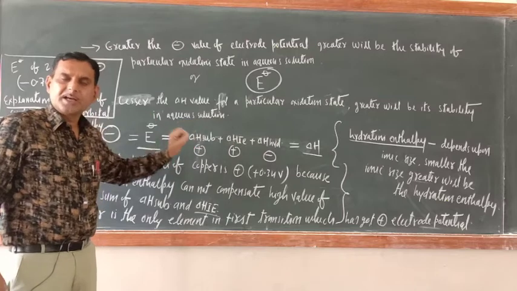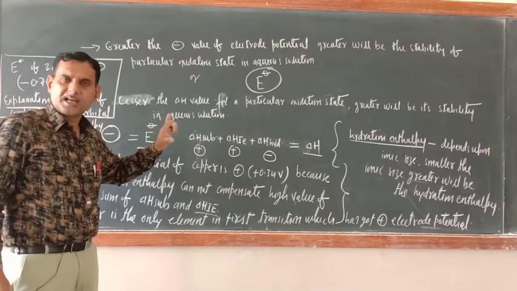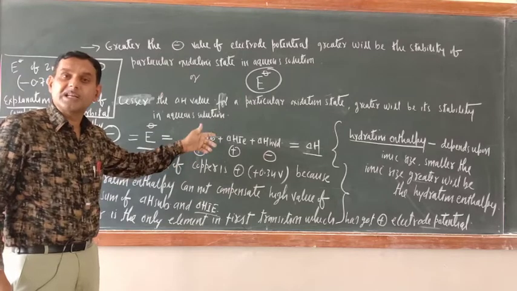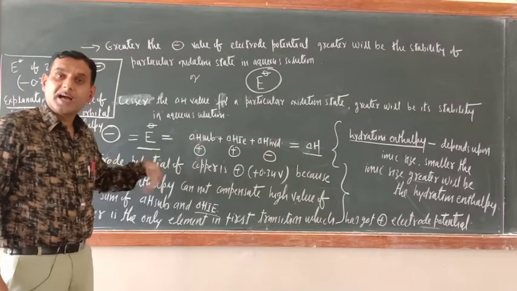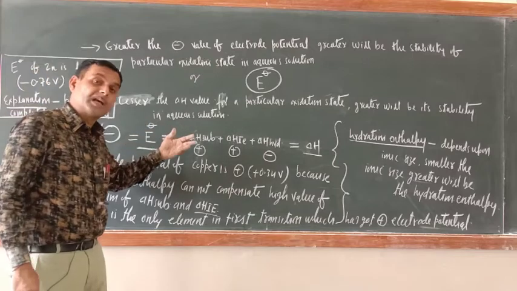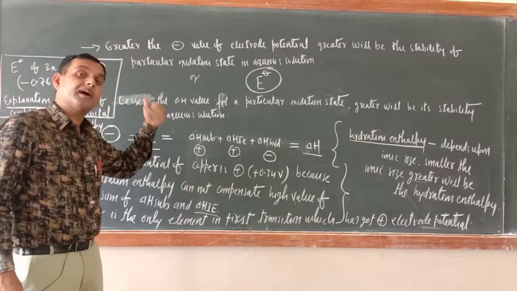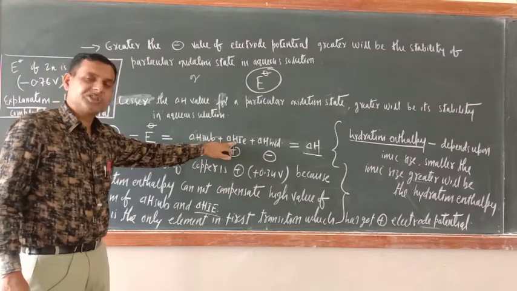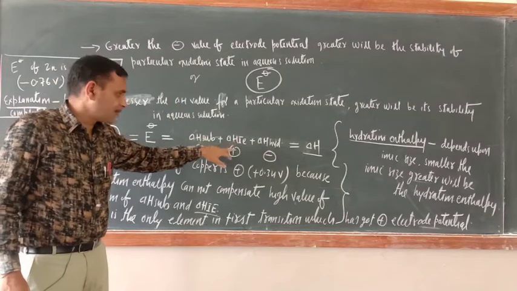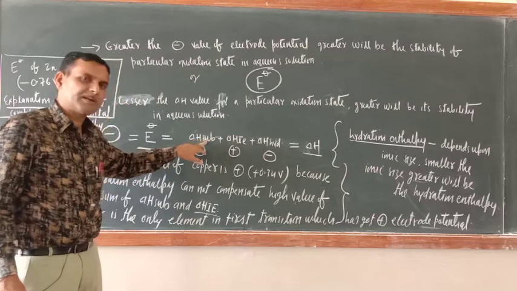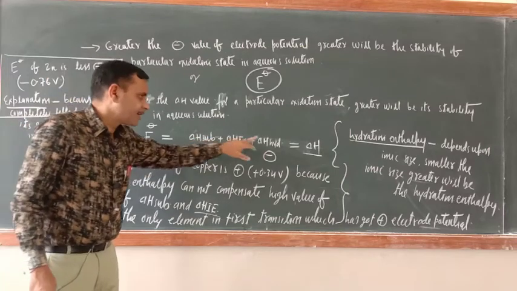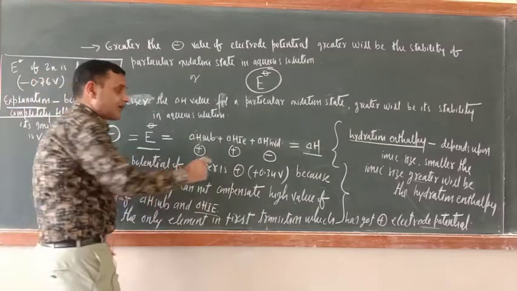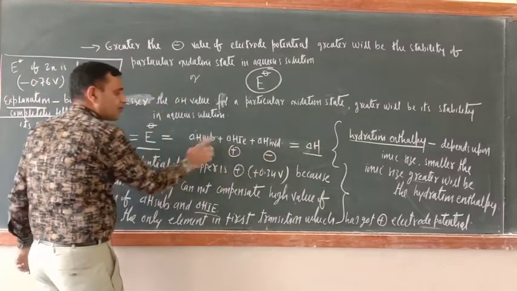Just see, in copper, if you see the electronic configuration, d is completely filled, d10 is there. So if you want to remove the electron, you have to remove it from d10, that is a fully filled stable state. That is why its ionization enthalpy will be very high. And the moment ionization enthalpy and sublimation enthalpy are high, the hydration enthalpy value will be less. Why will it be less? Because it is negative and the others are positive.